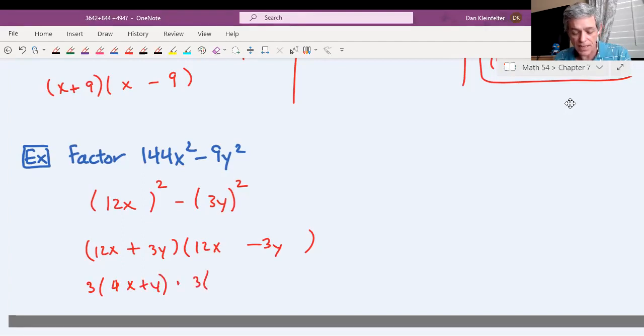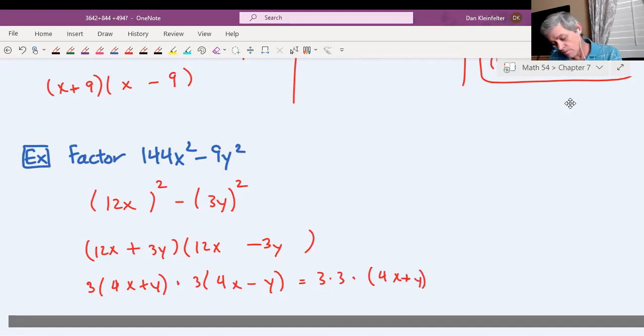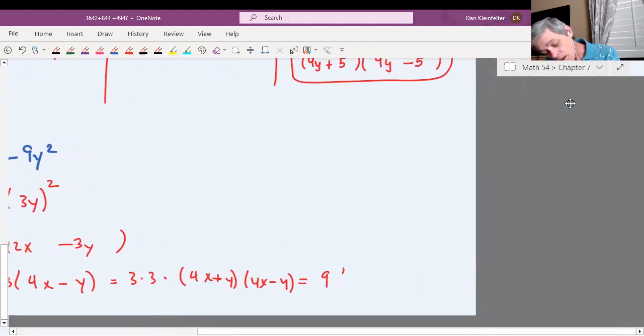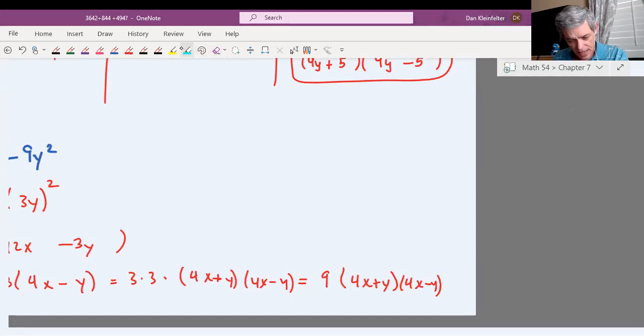We'll do the same in the next one. 3 comes out of this 12x, leaving 4x minus y. Okay, multiplication is commutative. So this will be the same as 3 times 3, (4x plus y)(4x minus y). Right, so that's 9 times (4x plus y)(4x minus y). All right, so that does that.